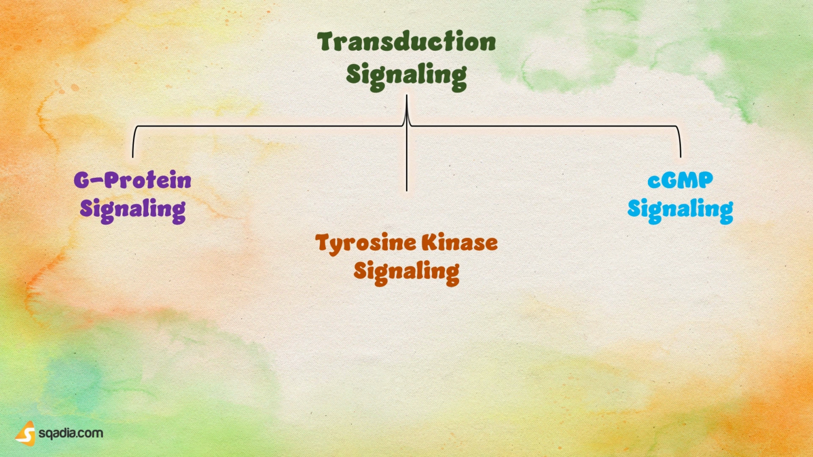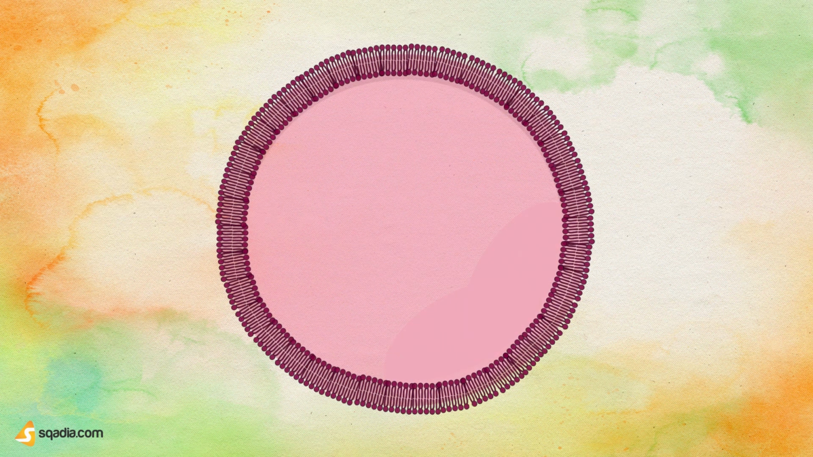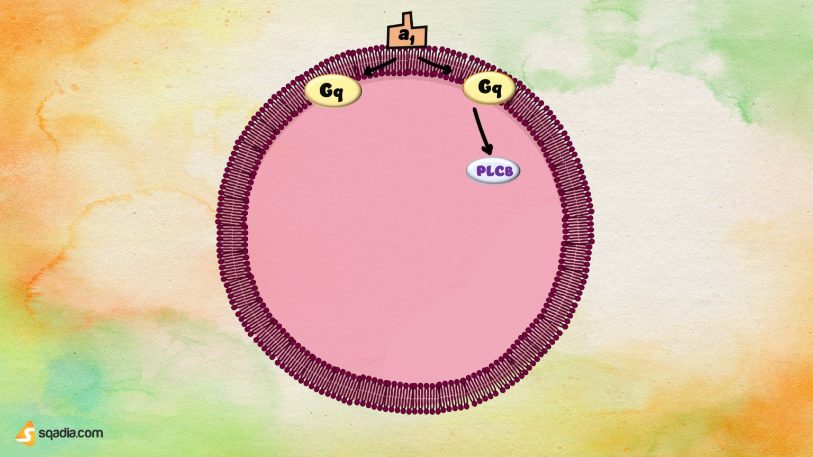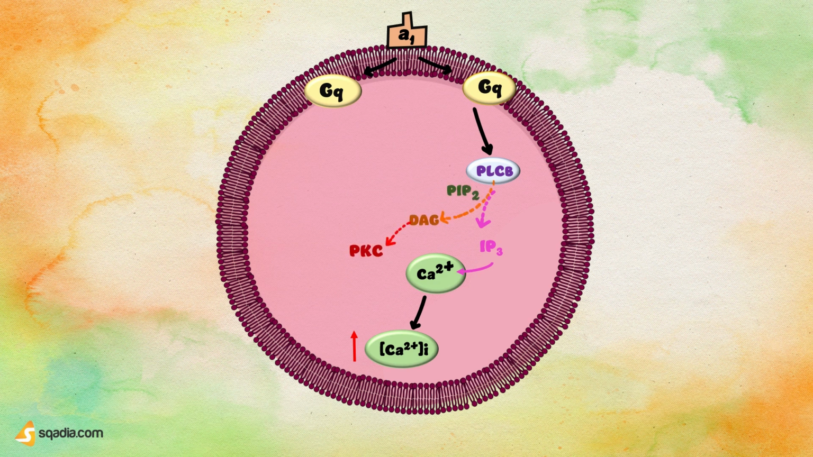Let's discuss G-protein signaling. Activation of alpha-1 adrenoceptors, mediated by Gq proteins and phospholipase C, leads to formation of the second messengers inositol triphosphate, which increases the cytosolic calcium concentration, and diacylglycerol, which activates protein kinase C.